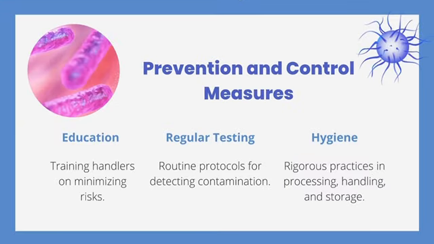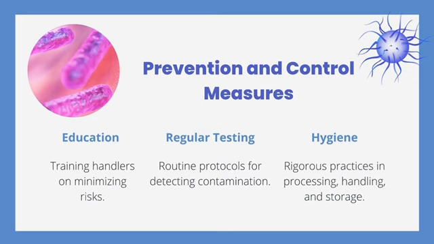And now we're going to talk about prevention and control measures. Education, regular testing, and hygiene are the most important things we need to look at when it comes to prevention and control measures. Education, training handlers on minimizing risks. We have to train and educate everyone that comes into direct contact with the food, whether they're waiters, chefs, cashiers, everyone that handles the food needs proper education about coliform bacteria.